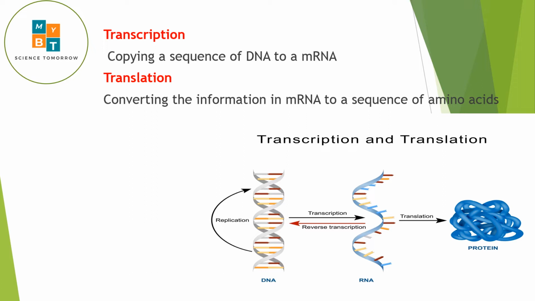The next process is translation. The second part of protein synthesis is called translation. In this part of the process, the information in the mRNA is converted to a sequence of amino acids. A sequence of amino acids with peptide bonds is called a polypeptide. So it is a protein. As the ultimate result, you have a protein.